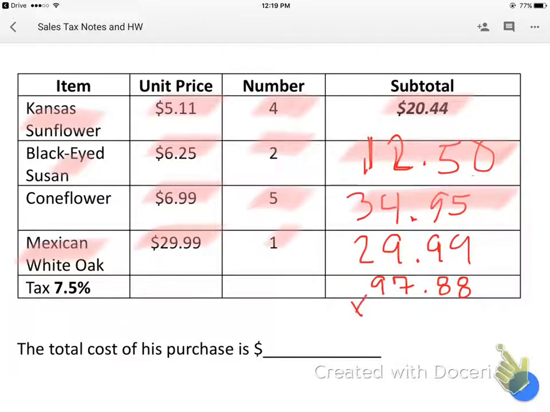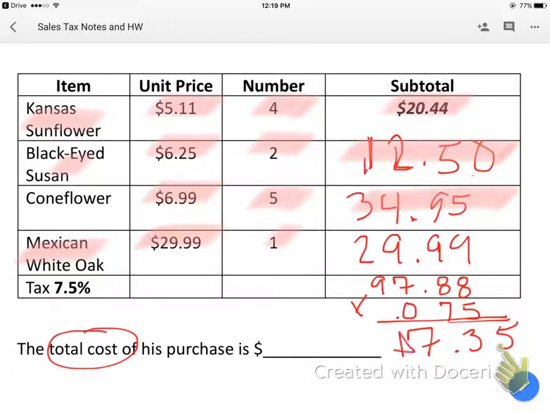But we still have to find the sales tax of that, so we need to multiply that by 7.5%, which is 0.075, which remember, we don't have to line up our decimal points. So when I multiply that by 0.075, I get $7.35. Well, is the total cost of his purchase only $7.35? No. We have to add that back in. Then it wouldn't be 7.35, it'd be 7.34. I rounded the wrong way. See, teachers make mistakes. 7.34.